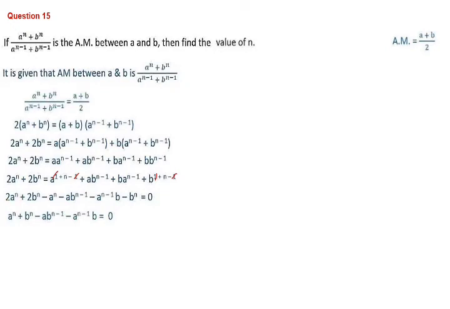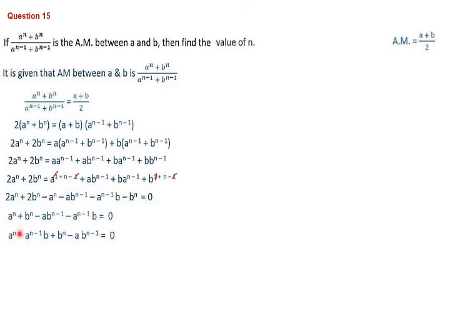Here 2a^n, here minus a^n. When we subtract, 2a^n minus a^n is a^n. Then 2b^n, here minus b^n. So 2 minus 1 is 1, 1b^n. Then minus ab^(n-1), minus a^(n-1) into b, same as it is.